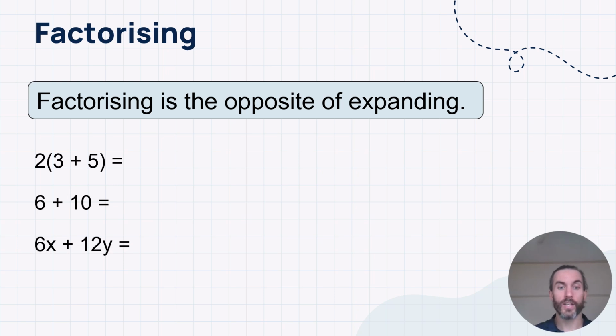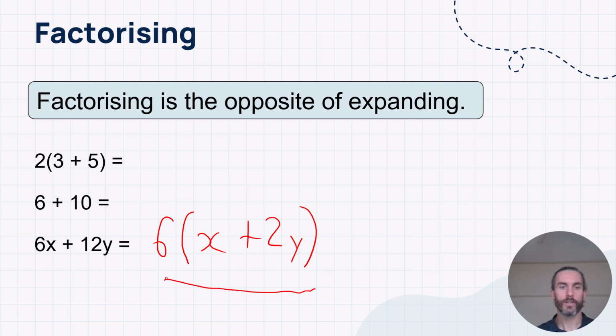Now, this also extends to terms that have variables. So here we've got 6x and 12y. What's the highest common factor between 6 and 12? Well, it's 6. 6 is a factor of 6, and 6 is also a factor of 12. So we can pull 6 out as a multiple. So this becomes 6 times x plus 2y. And you can see if you expand this, you will get back to the original expression.